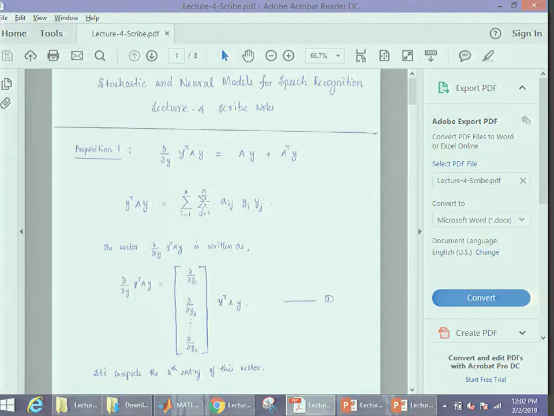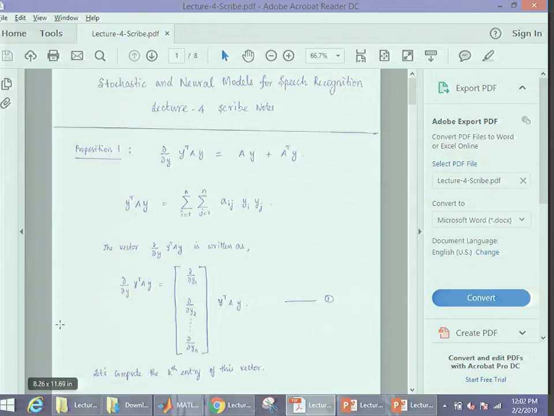Now when we take a partial derivative with respect to y, that will become a vector. The vector's elements are nothing but: you take this function, y transpose Ay, take the partial derivative with respect to each of the variables, and stack them together in a column. That is your final answer. So you need to compute n such elements, where n is the dimension of y.